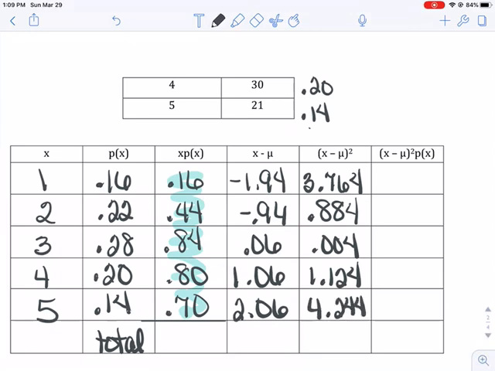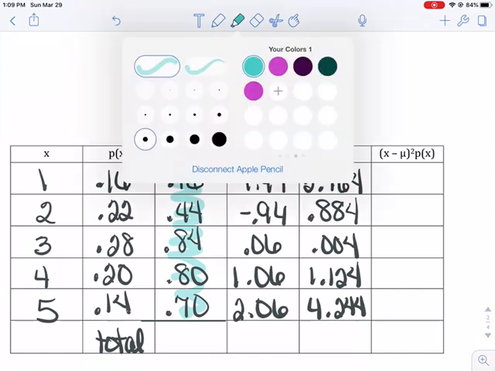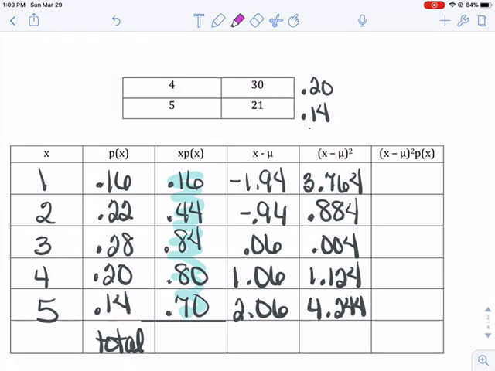Okay, there we go. All right, and now what we're going to do next is help us find the variance and standard deviation. So if you notice, this last column says x minus mu quantity squared p of x. That means we're going to take this x minus mu quantity squared and times it by the p of x column. All right, so please be careful. People have a tendency to multiply the two columns or the wrong two columns. So please be careful.